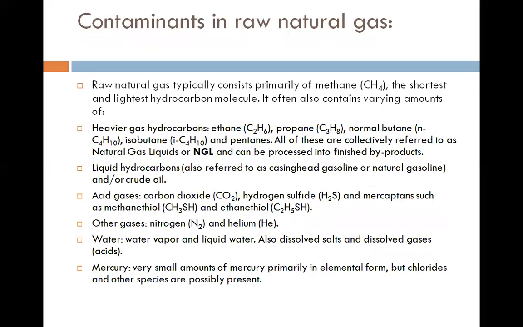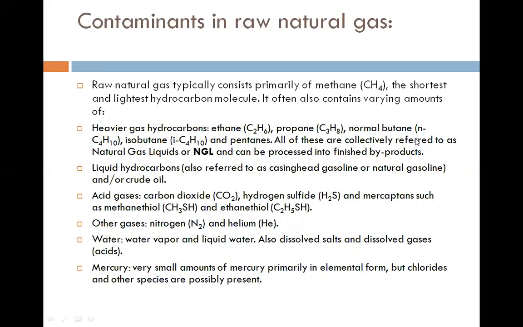Contaminants in raw natural gas. Now, what are the contaminants present in the raw natural gas? Raw natural gas typically consists primarily of methane, which we discussed before, which is the lightest hydrocarbon molecule. Other molecules also present in the raw natural gas are heavier gaseous hydrocarbons, which are ethane, propane, normal butane, isobutane, and pentane.